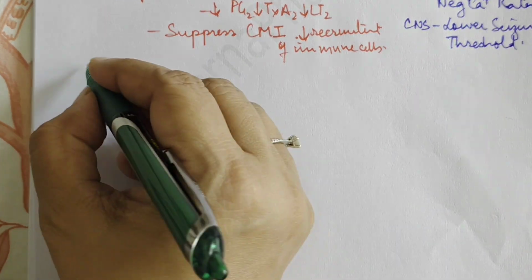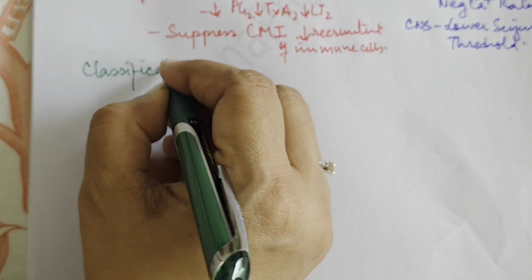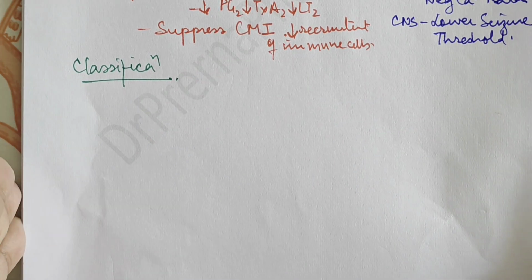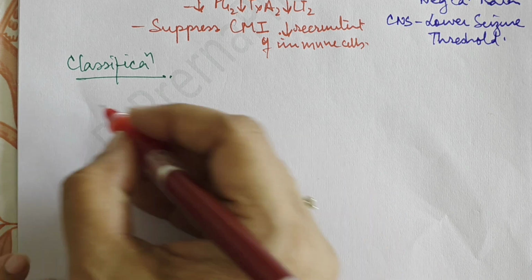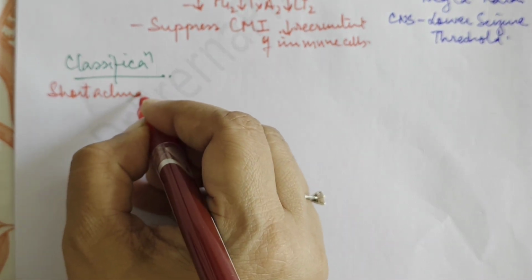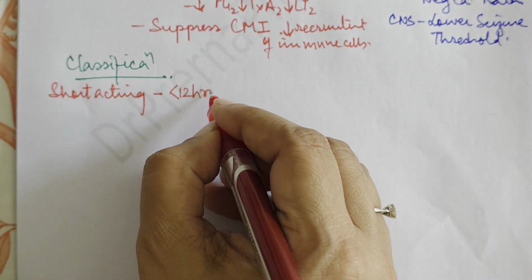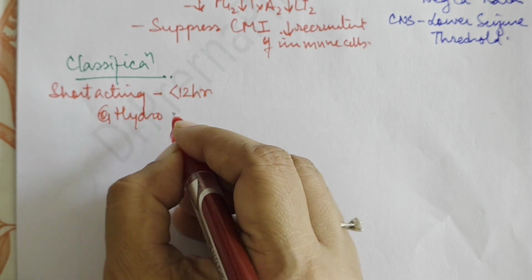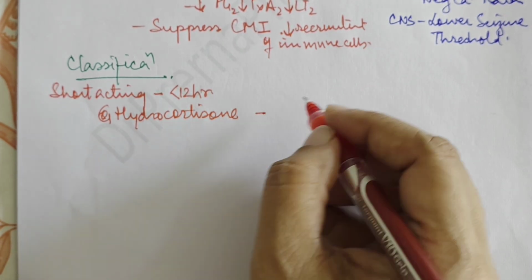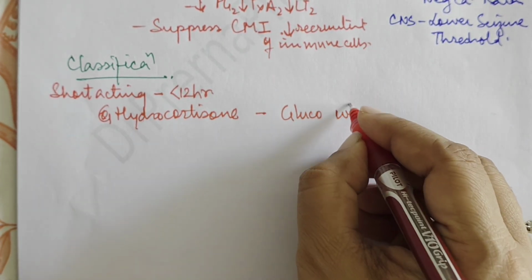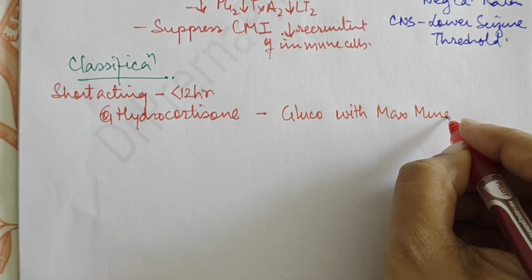Now let us go to the classification. Now classification is very important to understand, because most of the questions on corticosteroids are made from here. So the first category is short acting glucocorticoids, which are less than 12 hours. Here the main drug is hydrocortisone, right? And this is a glucocorticoid with maximum mineralocorticoid activity.